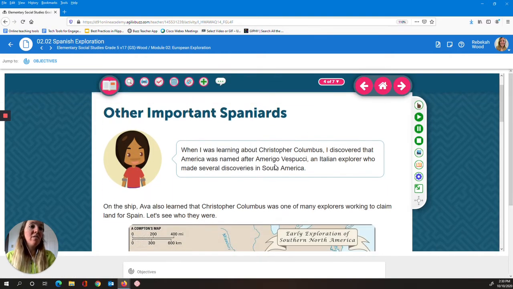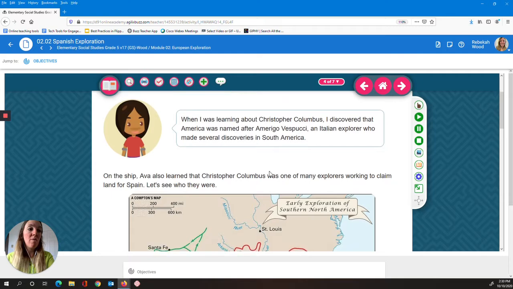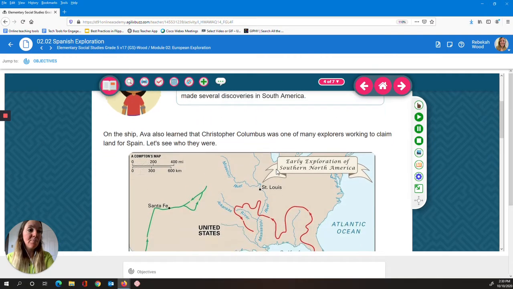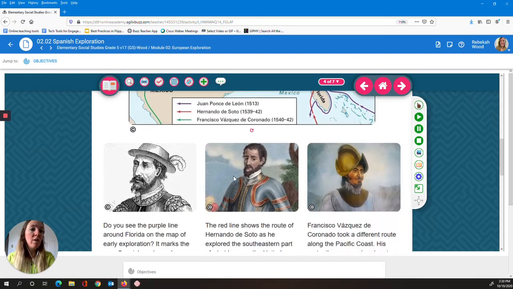Other important Spaniards. Christopher Columbus, again, wasn't the only one. He was one of the first ones, but there were also other men that went. Some of the first ones were the Vikings, the French, and the Swedish that we learned about in our earlier lessons. They were also groups that were exploring. Christopher Columbus came after them. So did Amerigo Vespucci, who was an Italian explorer as well, who made several discoveries in South America. Here are some of their trails.